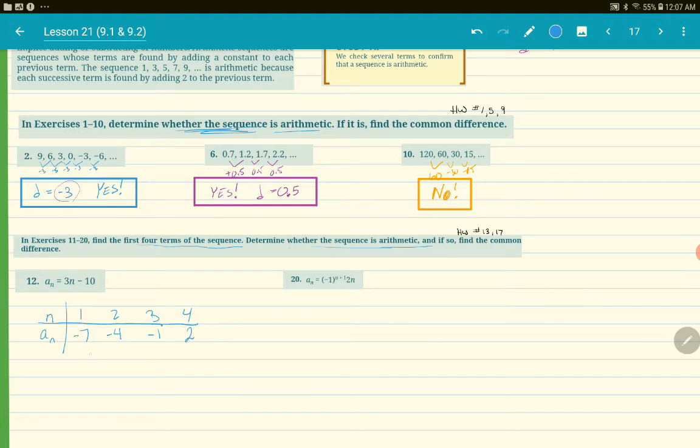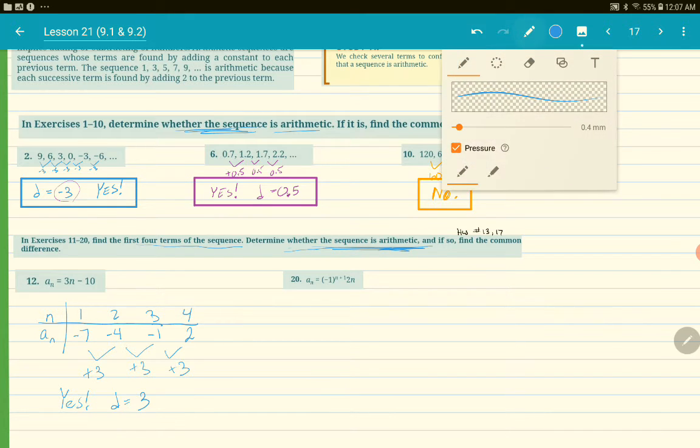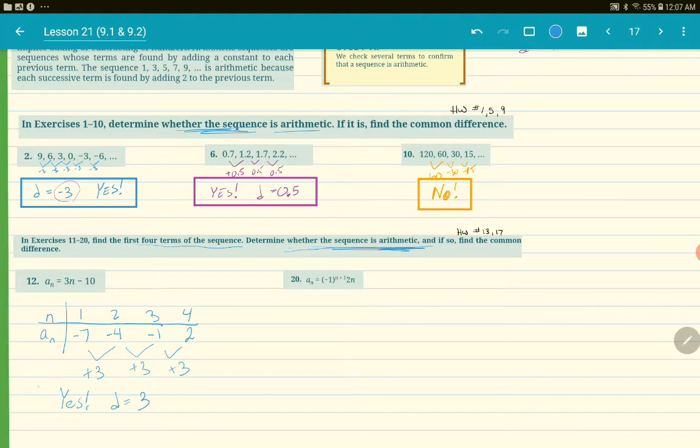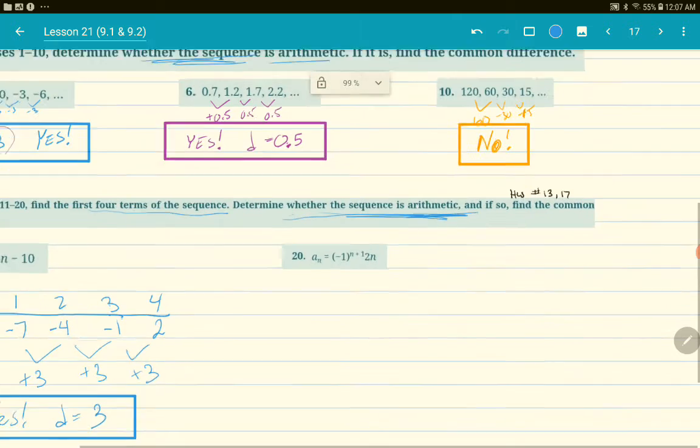So do these have a common difference? Let's see, negative 7 to negative 4, add 3. To go from negative 4 to negative 1, I add 3. To go from negative 1 to 2, I add 3. So yes, this has a common difference. The common difference is 3. So we determined that yes, it is arithmetic, and the common difference is 3. And number 20.